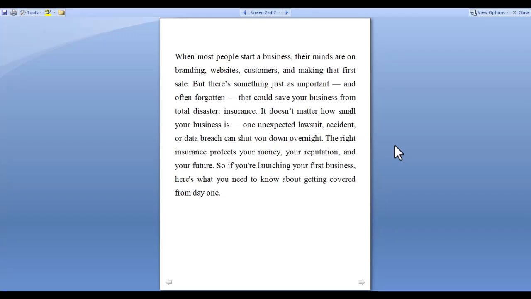It doesn't matter how small your business is. One unexpected lawsuit, accident or data breach can shut you down overnight. So the right insurance protects your money, your reputation, and your future. So if you are launching your first business, here is what you need to know about getting covered from day one. So now let's go to the next page.